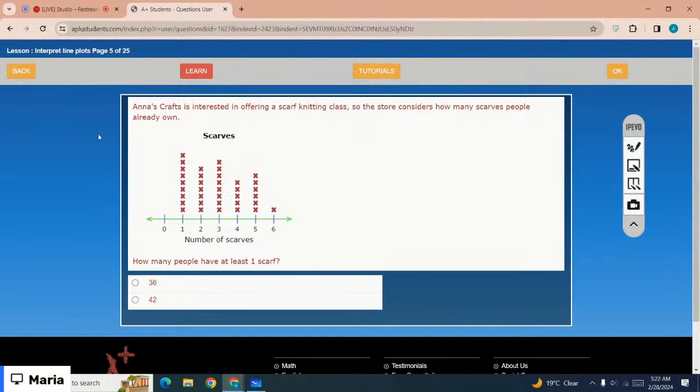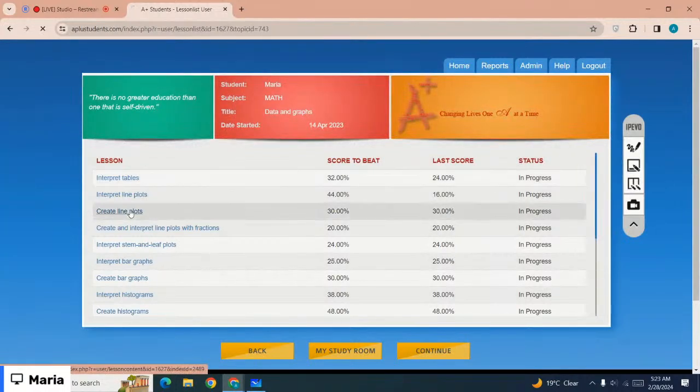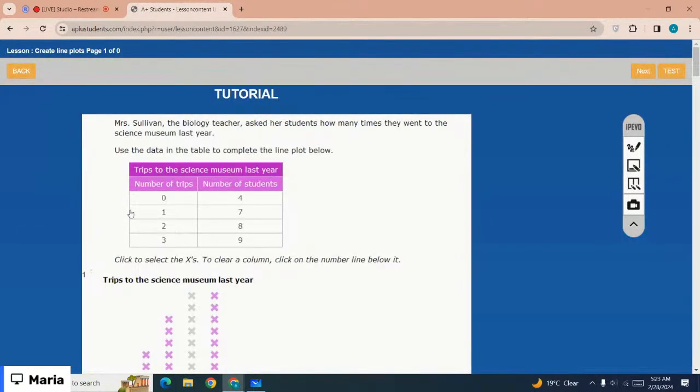Okay, you can complete the lesson by yourself later today. Let's just move on to the next lesson. The next one is create line plots, right? So now we're going to learn how we create line plots. Let's just start with the first example.